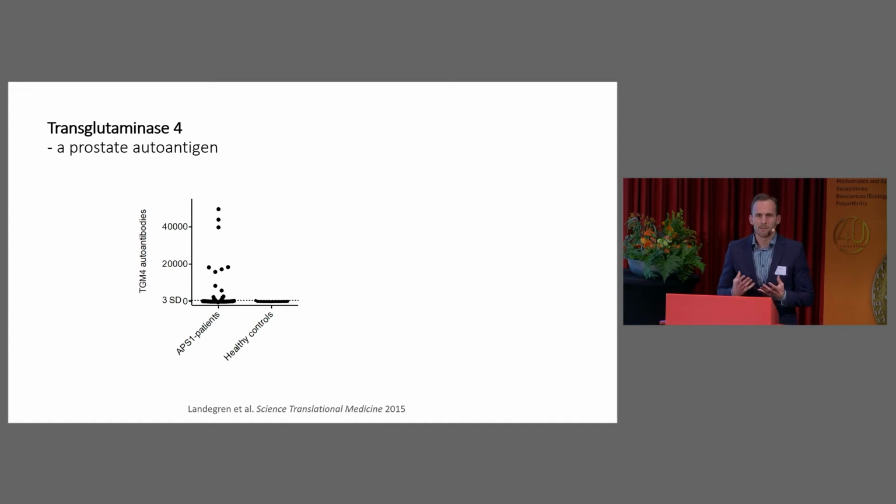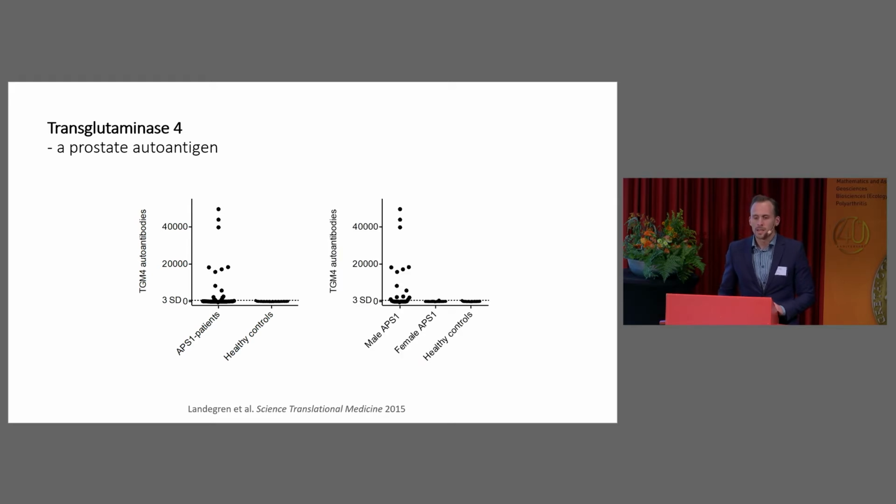And this first didn't make sense to us. There was nothing described about the prostate being affected in this disease. But what we directly could check in this data was to divide the cohort into male and female patients. And then we could see that at least this very much made sense. So all the positive patients, they were male.